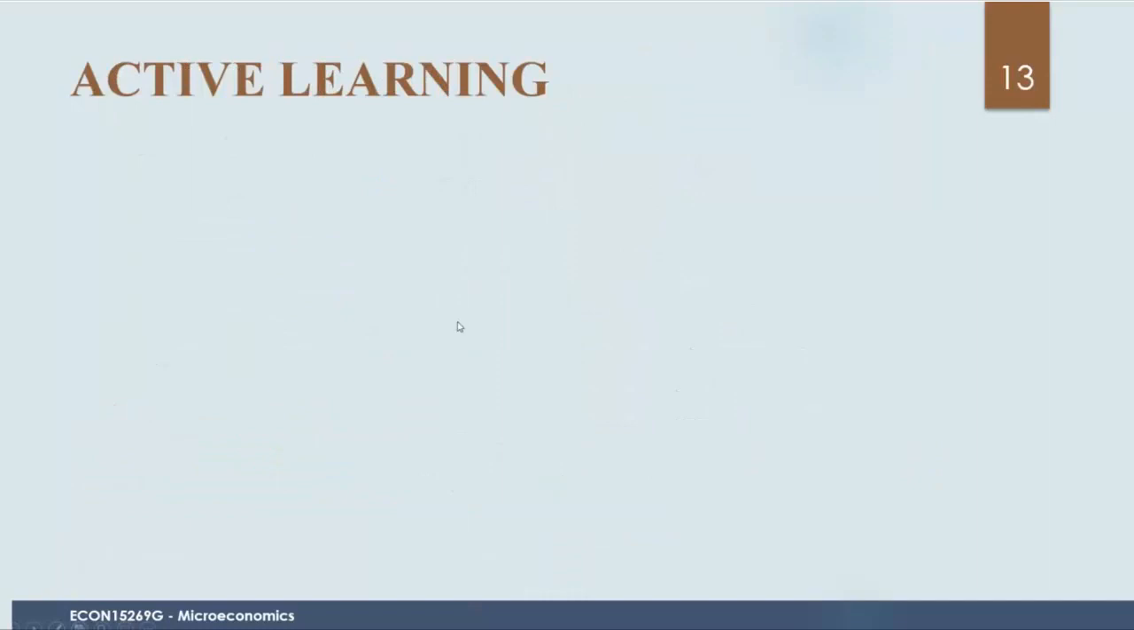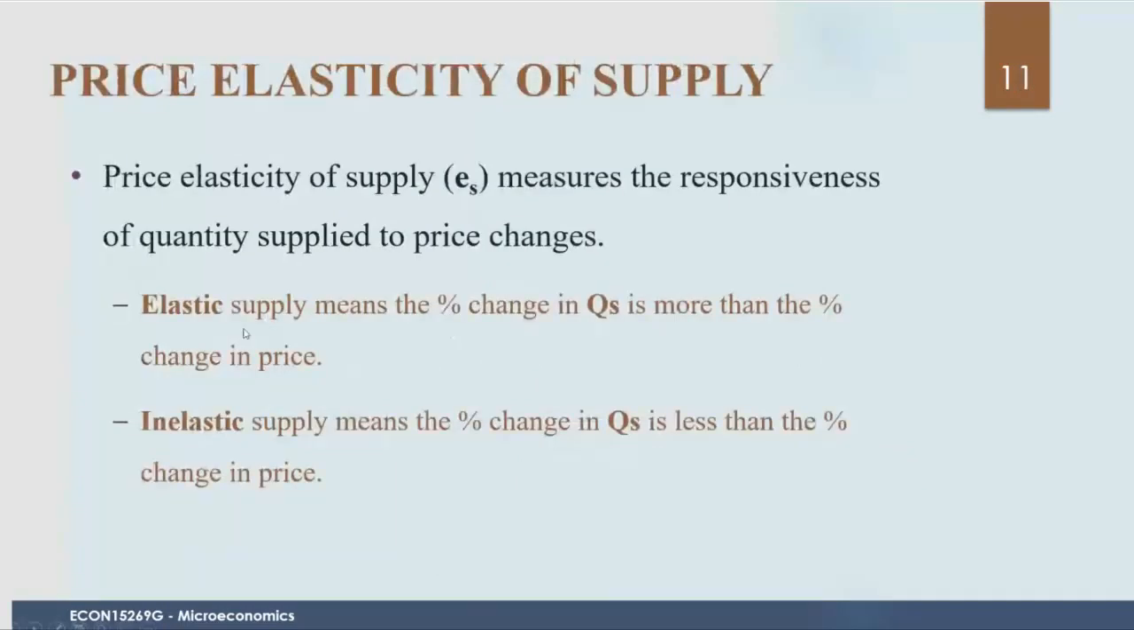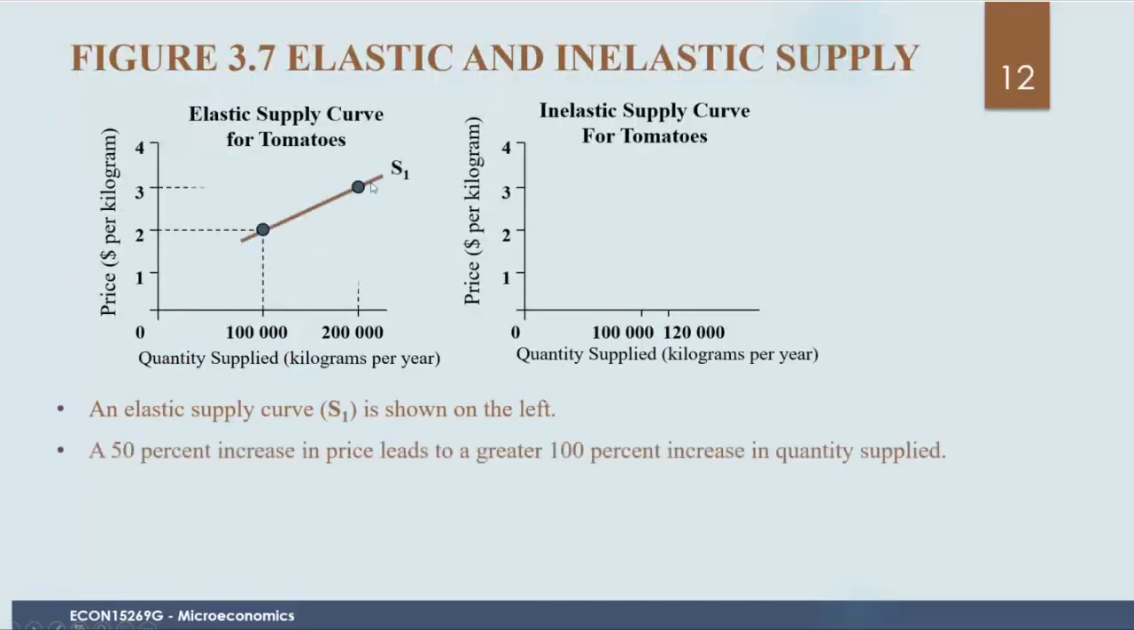So the price elasticity of supply is just going to be equal to the percentage change in the quantity supplied divided by the percentage change in the price. So elastic supply would mean that the percentage change in the quantity supplied is greater than the change in the price, and inelastic supply would mean that the percentage change in the quantity supplied is less than the percentage change in price. So if we were to have a supply curve like this, for this $1 increase in the price, the quantity supplied would double.